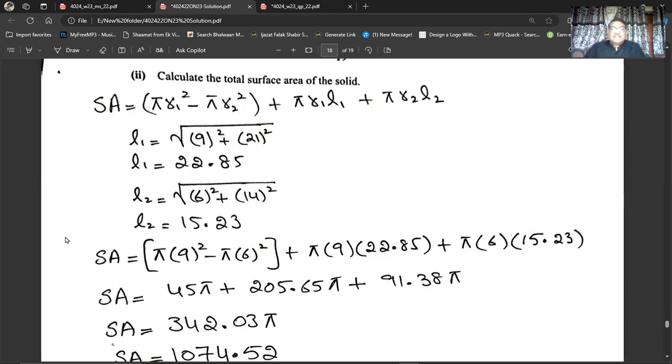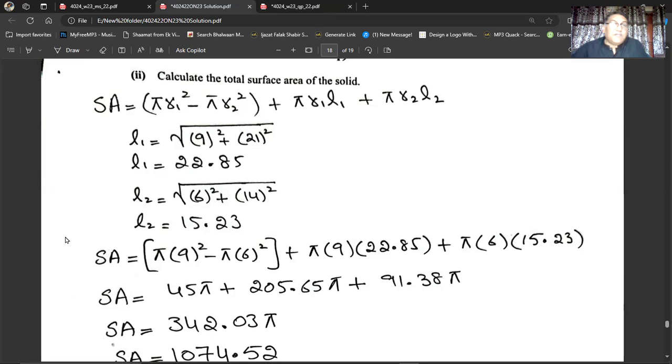So I will find the slant height for the larger cone and I will find the slant height for the smaller cone. For the larger cone, it will be the square root of 9 square plus 21 square, and the final answer will be 22.85. So the slant height for the larger cone is 22.85. The slant height for the smaller cone will be the square root of 6 square plus 14 square, and that will be 15.23.